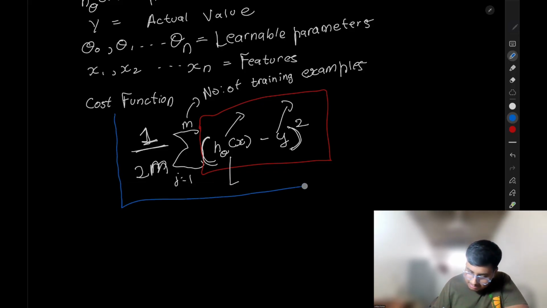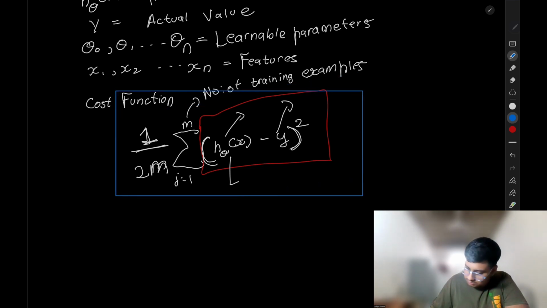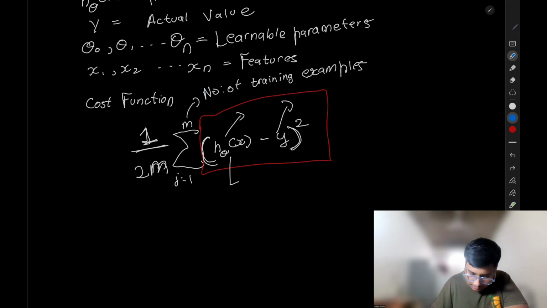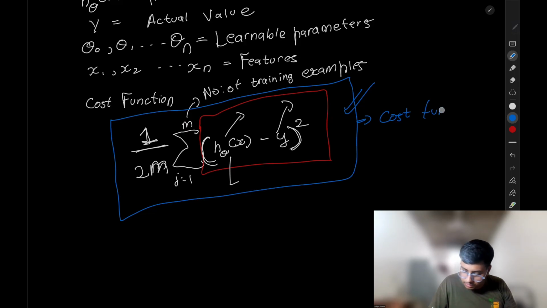Let me highlight this whole with another color, taking blue for the first time in this video. Let me redraw it. Now our aim is to minimize this cost function. Let's write here, this whole is the cost function.